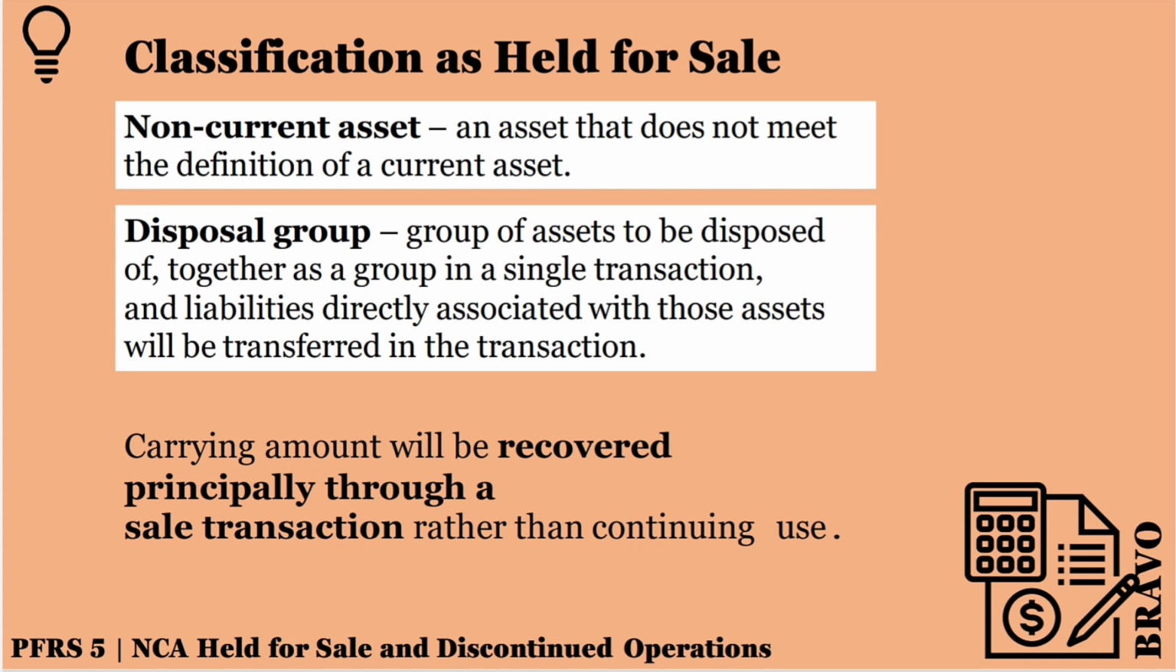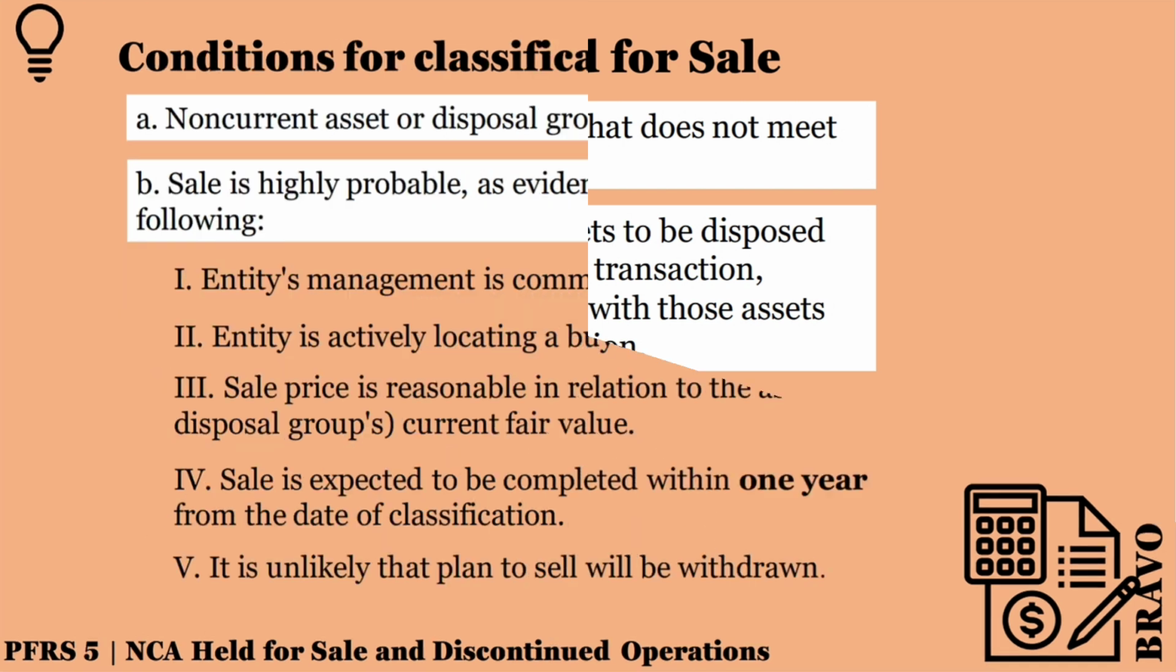Disposal group, on the other hand, is a group of assets which an entity intends to dispose of in a single transaction. Take note that a non-current asset is classified as held for sale if the carrying amount will be recovered principally through a sale transaction rather than continuing use.